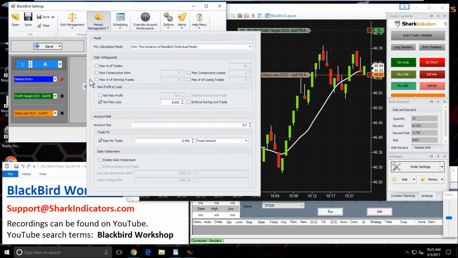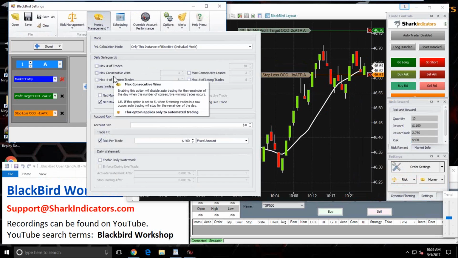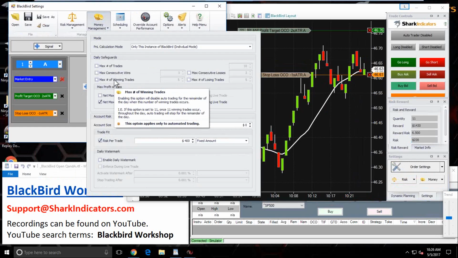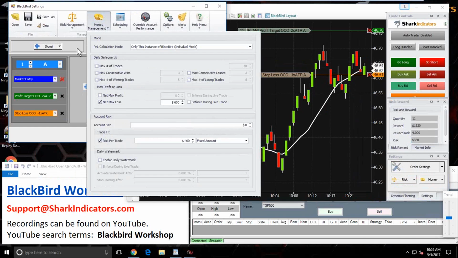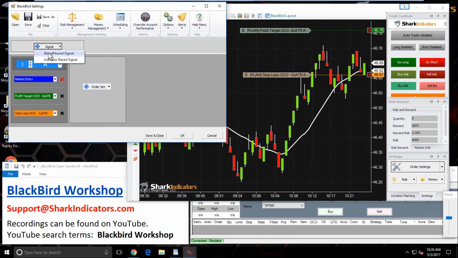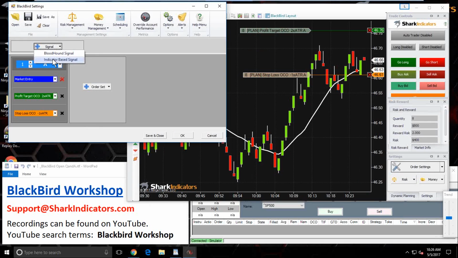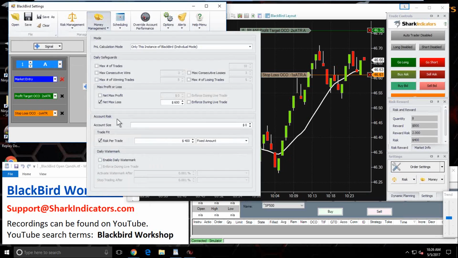However, the daily safeguards and the daily watermarks, these daily based money management features, are currently only hooked into automated trading. Automated trading would be when you're using a Bloodhound signal or some other third-party indicator based trade signal. So, maybe, Eileen, that covered your question there.